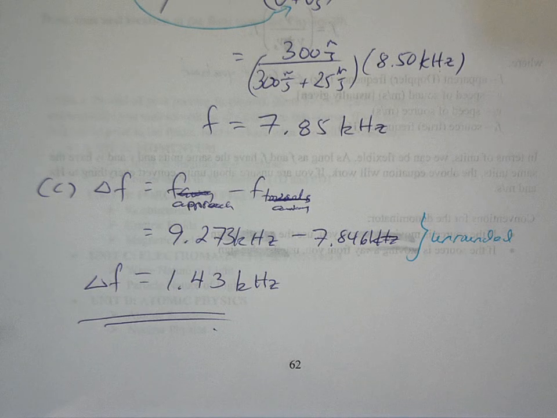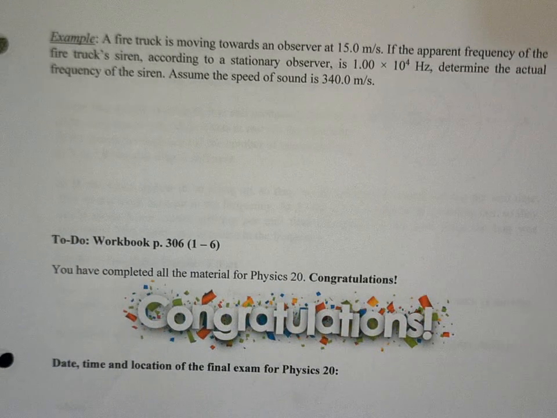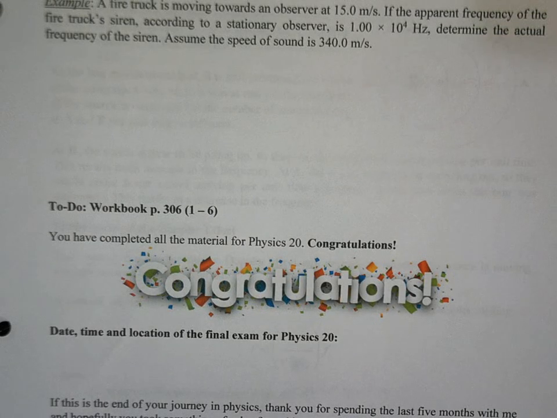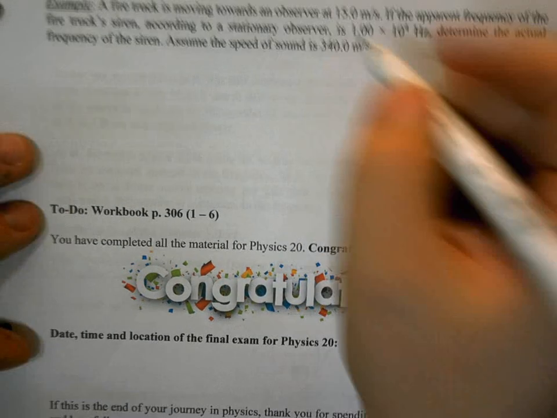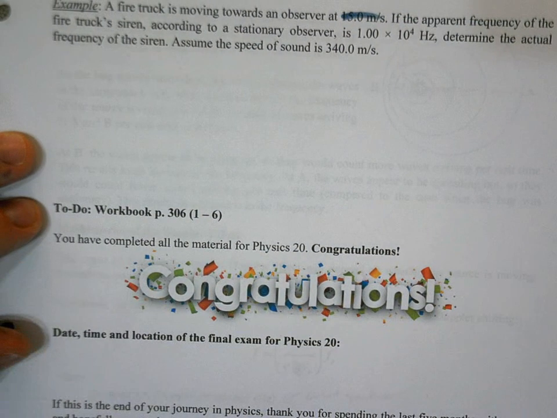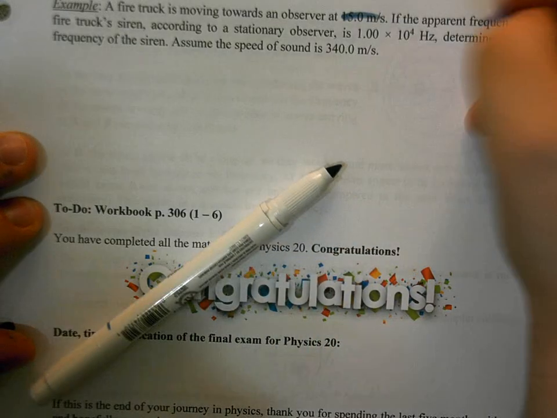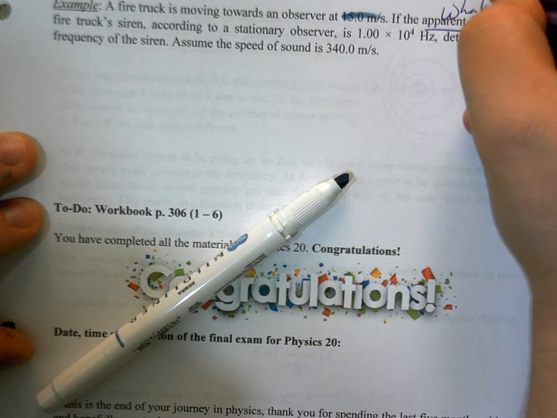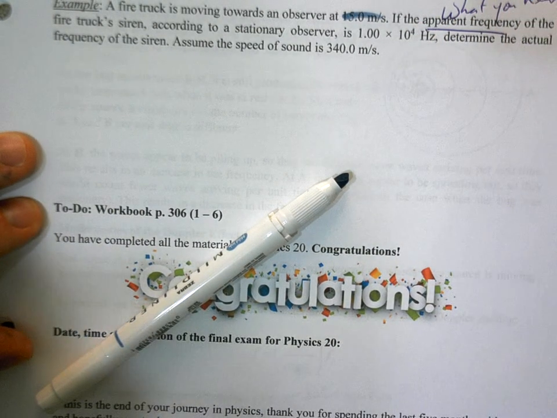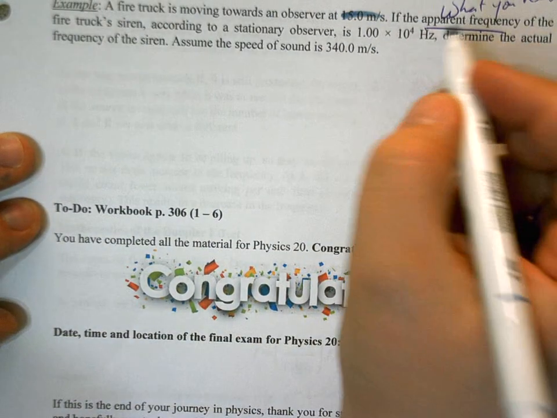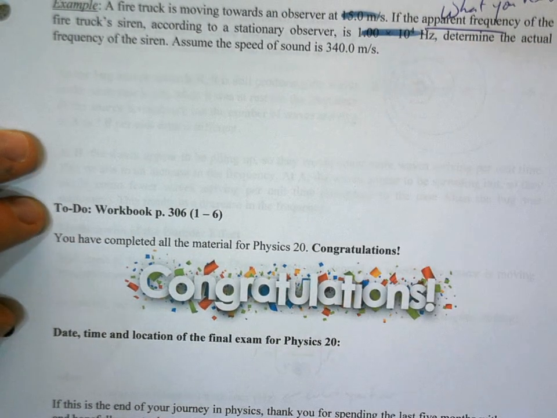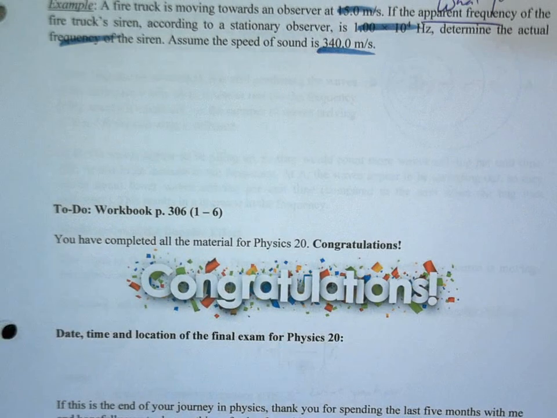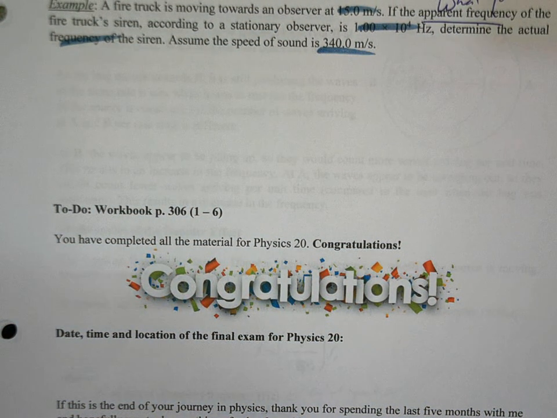So the last thing is, let's look at one more example. So we have a fire truck. It's moving towards an observer at 15 meters per second. So the apparent frequency of the truck siren, what you hear, so this is the Doppler frequency, is going to be 1 times 10 to the 4 hertz. So we'd like to find the actual frequency of the siren. And we're going to assume that the speed of sound is 340 meters per second.